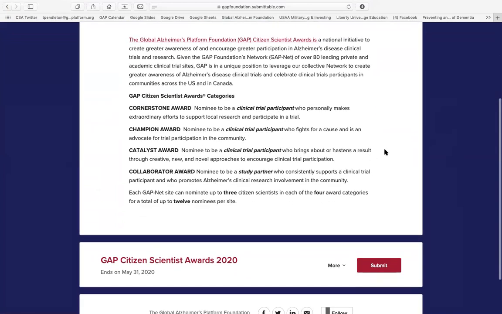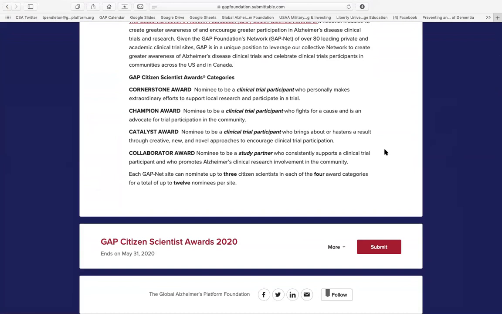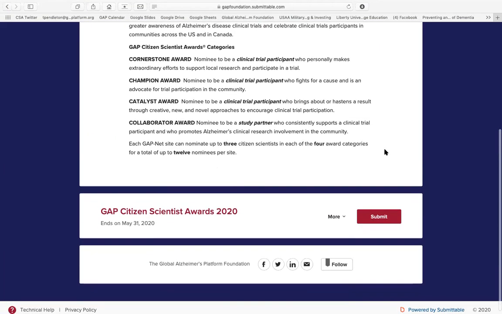We have the Cornerstone Award. That is a clinical trial participant who personally makes extraordinary efforts to support local research and participates in a trial. We have the Champion Award, which is a clinical trial participant who fights for a cause, is an advocate for trial participation in the community.